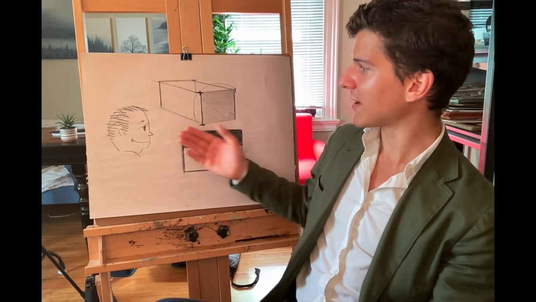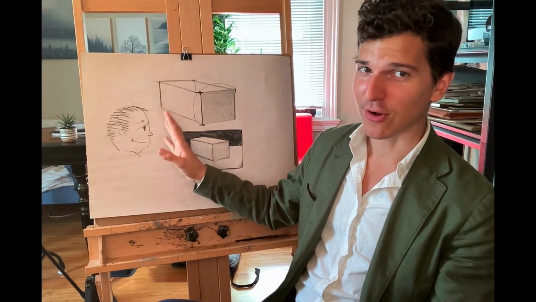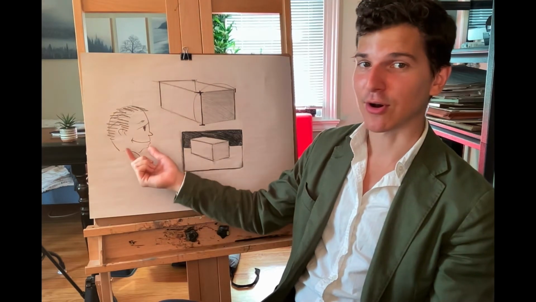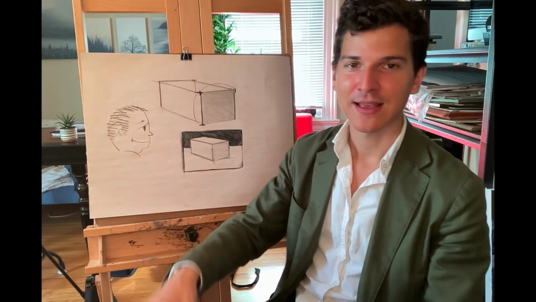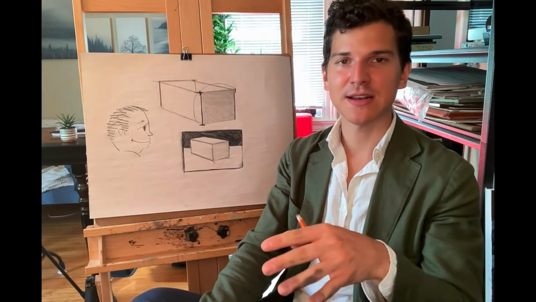You're going to be creating something a little bit more like this, where the measurements are all a little bit off. The eye is too big in comparison to the nose, which is too small, in comparison to the mouth, which is too big, in comparison to the chin, which is too small. And so proportions are the relationship between the different measurements.